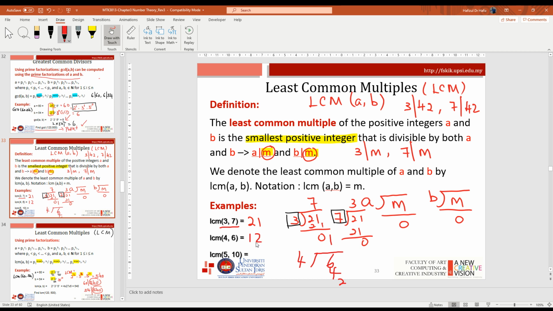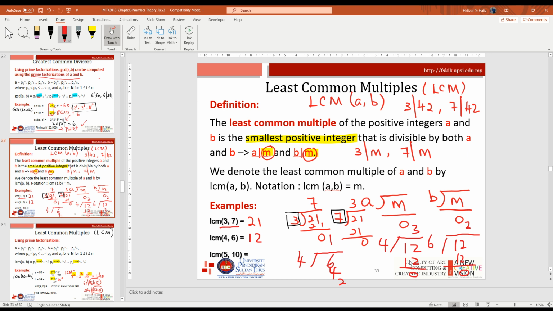The LCM of the two integers 4 and 6 is the smallest positive integer, 12, that is divisible by both 4 and 6 without any remainder. We have 12 for 4, 4 multiplied by 3 is 12, and the same goes for 6, 12. This one is without any remainder.